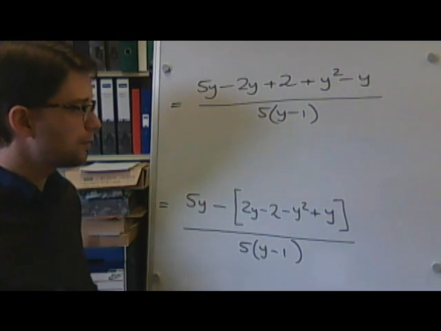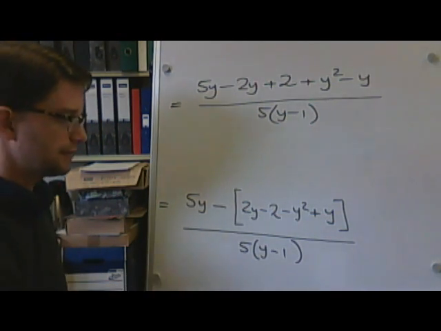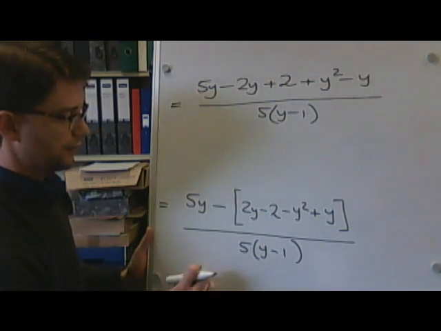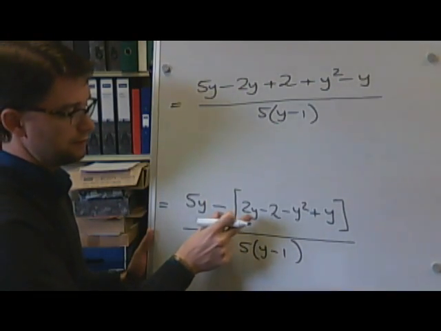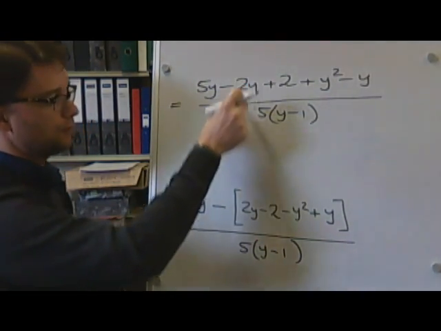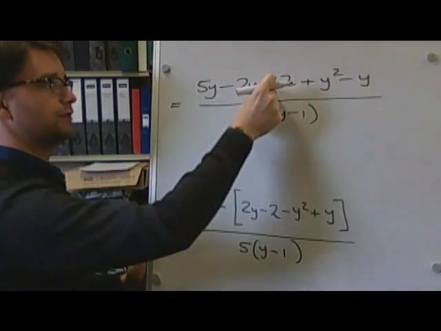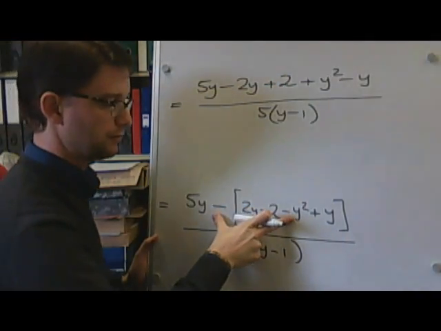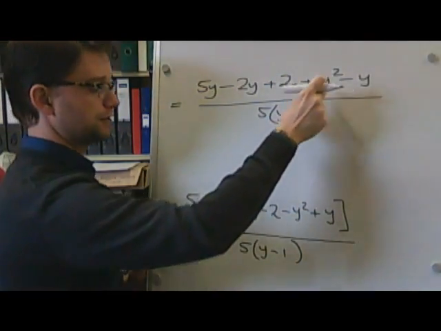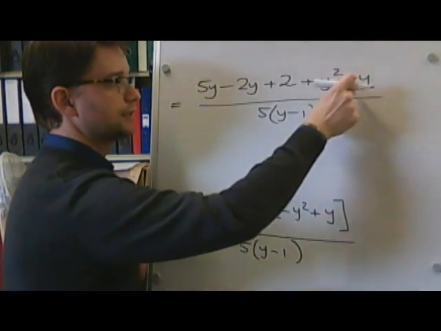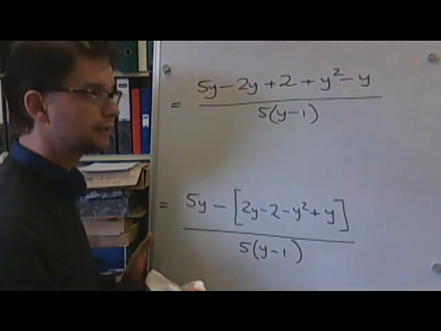I'm nearly finished. I'm going to do one more, and I'll take this out now so that I can work from that. So once more again, minus times 2y is minus 2y. Minus times minus 2 is plus 2. Minus times minus y squared is plus y squared. And minus times plus y is minus y. Okay, so that's where that's come from.